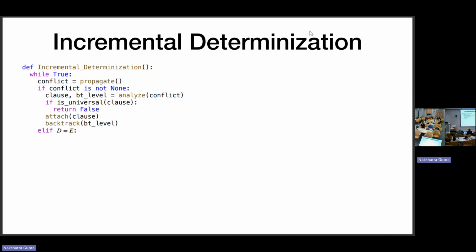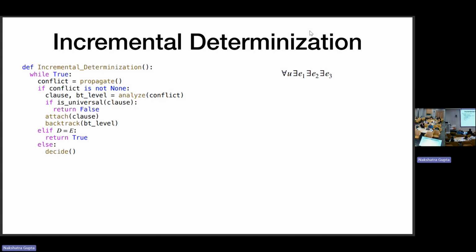Otherwise, if we don't have a conflict, we ask, have all variables been made deterministic without reaching a conflict? If that's the case, our partial model is in fact a model, and we can say that the QBF is true. If not all variables have been made deterministic, well, then there is one that doesn't have a strategy function yet, and so we make it deterministic by adding this decision constraint.